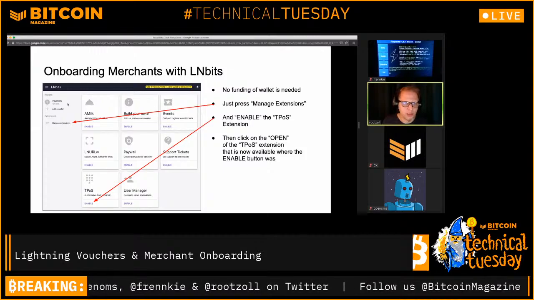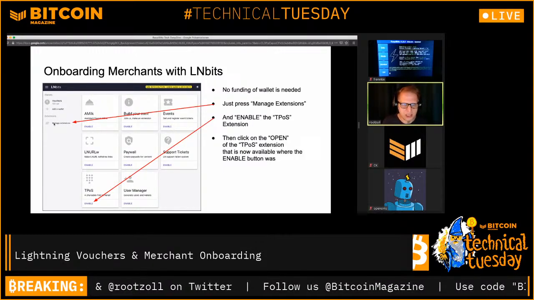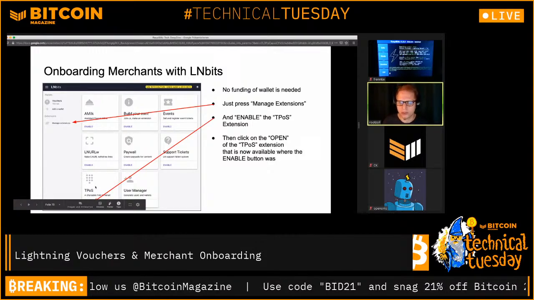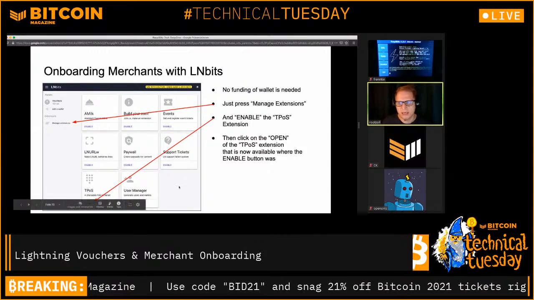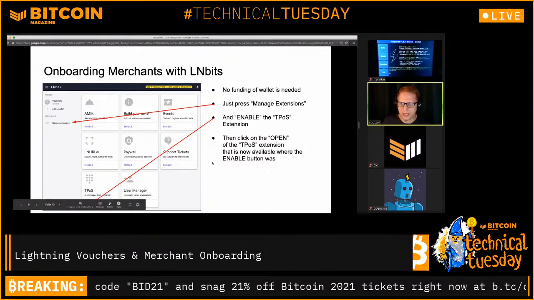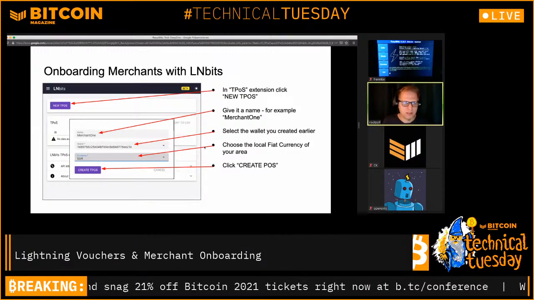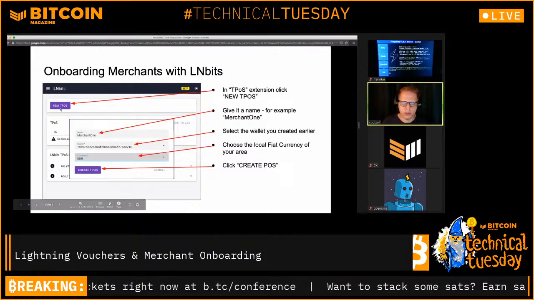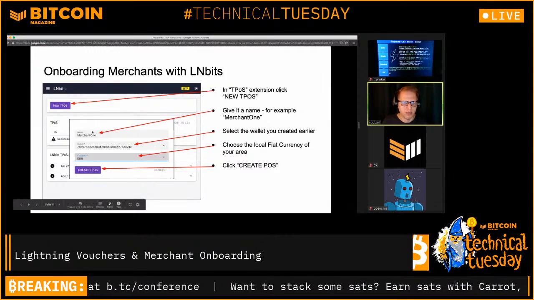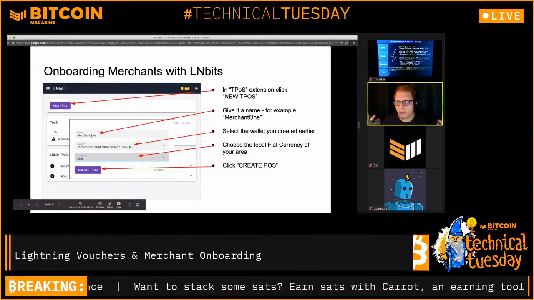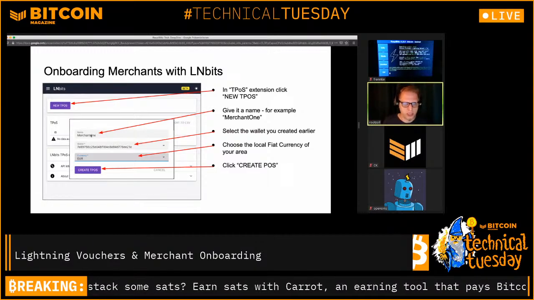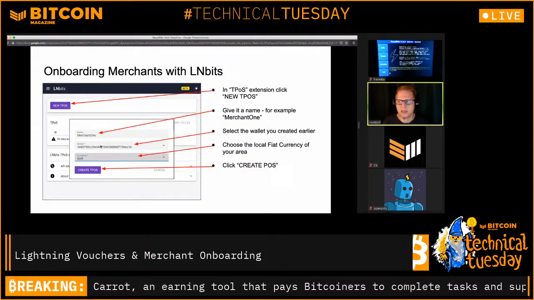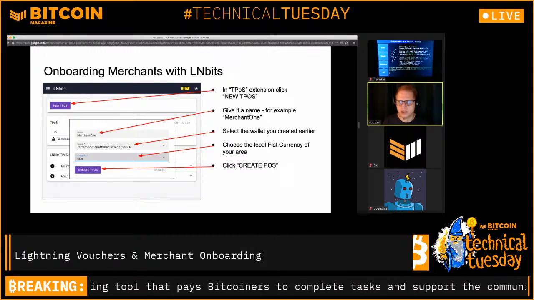Then again, in this wallet that is created, go to Manage Extensions, and this time we will need the TPOS extension, and there click on Enable. Enable will turn into Open, and you click Open, and then the TPOS extension or plugin will open. So when you're here on the TPOS plugin, you just click the button New TPOS. Here this form comes up, and you give it a name like Merchant 1, or maybe even the name of the store. Just put it in there.